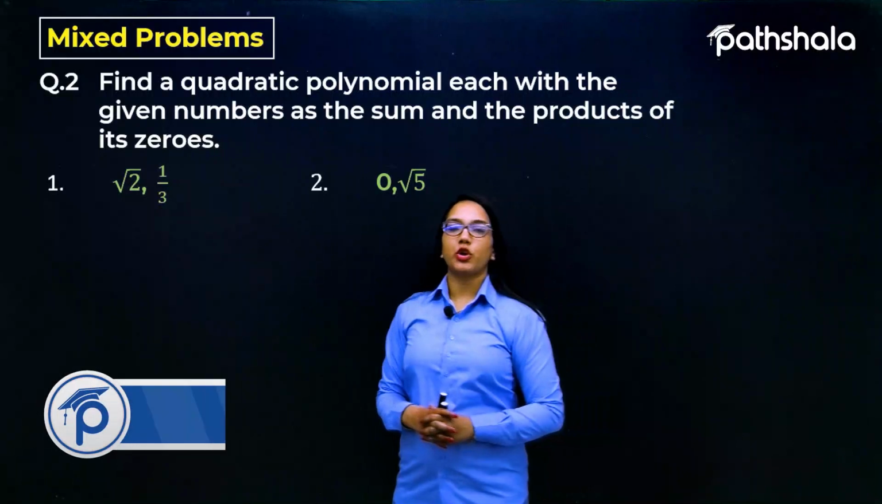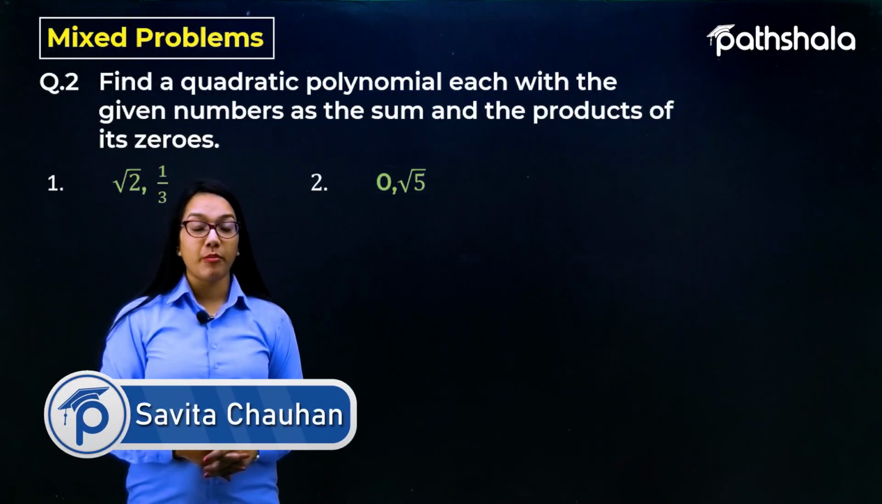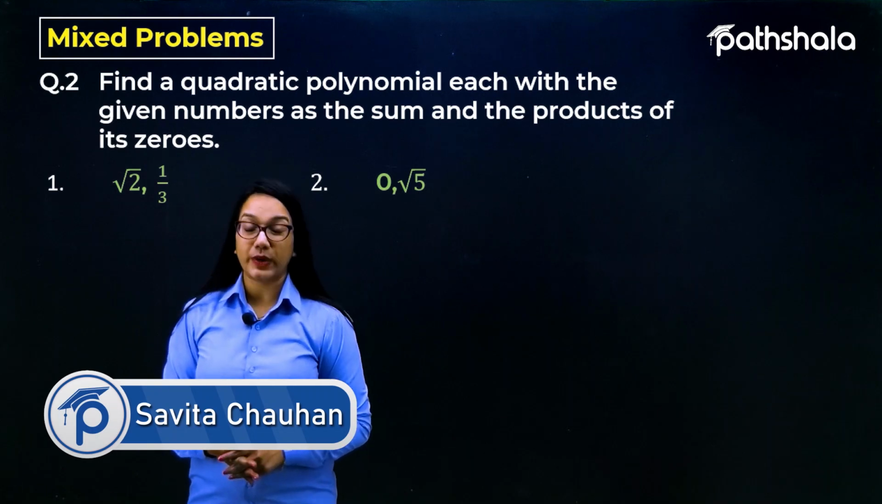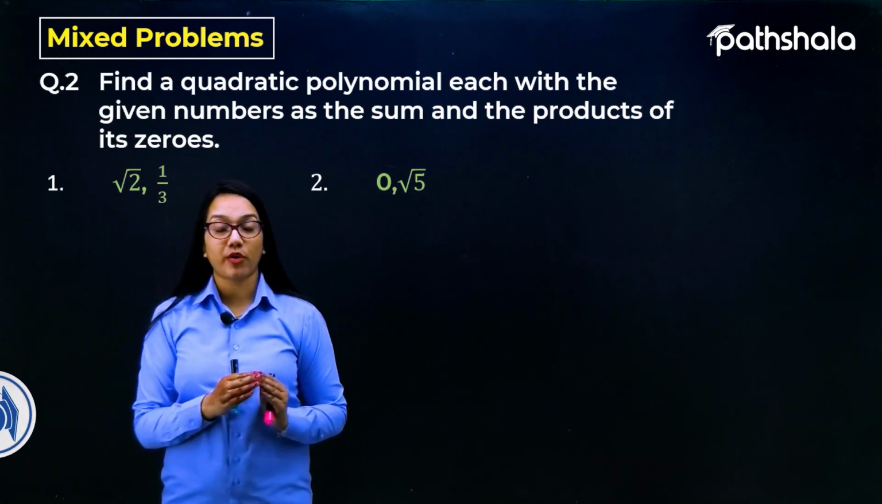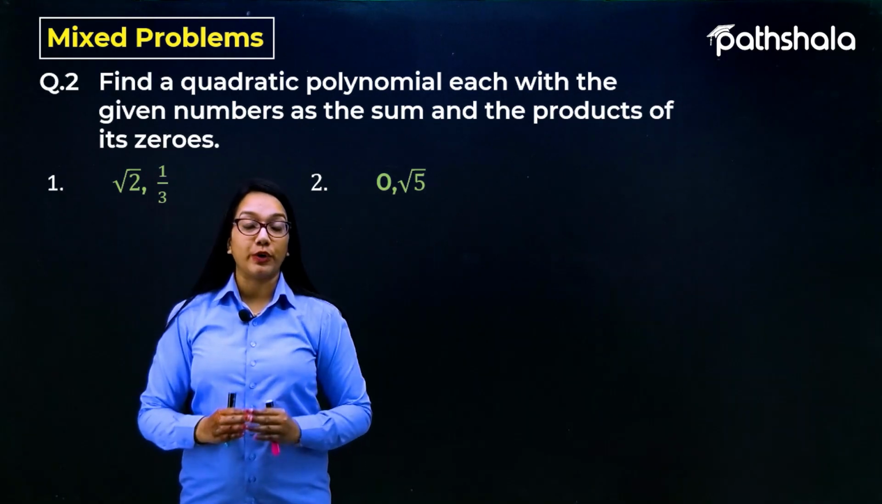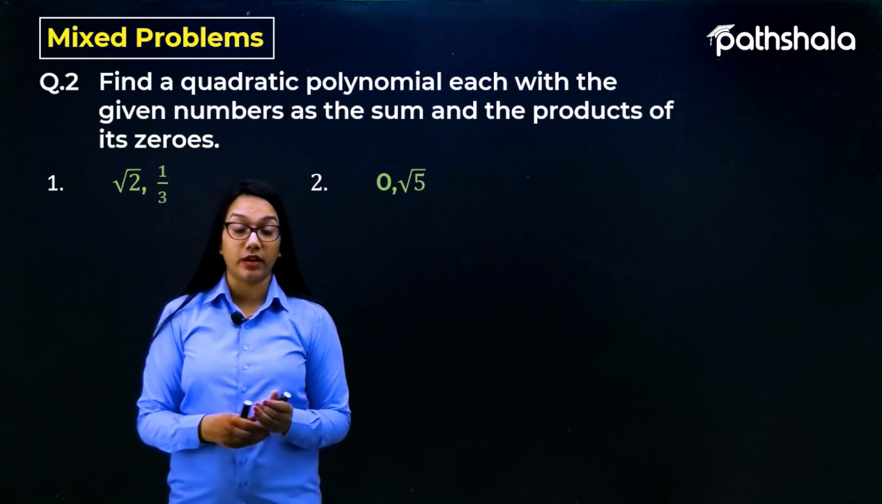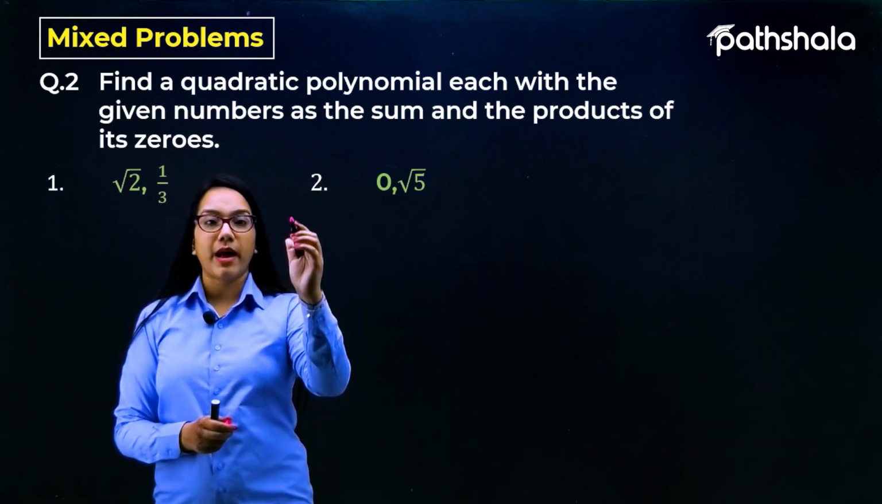Now let's move on to question number 2, which says: find a quadratic polynomial, each with the given number as the sum and the product of its zeros. It means the sum of the zeros and the product of its zeros are already given to us, and we have to find the quadratic polynomial. So let's find it with another method, not by comparison.